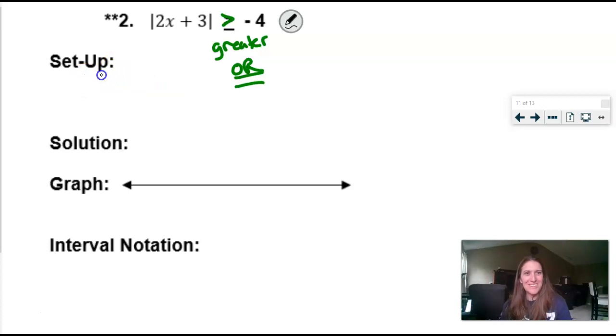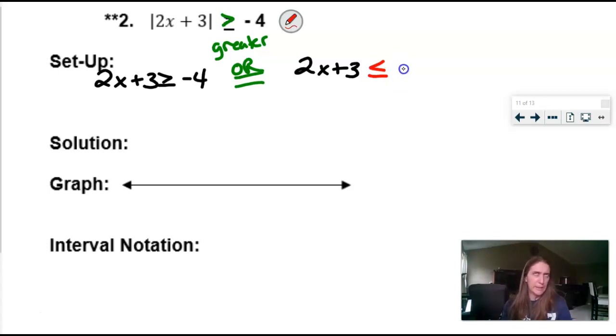So 2x plus 3 is greater than or equal to -4. So right away your brain should be like, that's weird. And then 2x plus 3. So two things you're changing for me. You're flipping the sign to a less than or equal to. And then you're negating a -4. Again, your brain should be like, this is weird. So -4 would be a +4. All right, we're going to solve. I'm going to subtract 3. Really wish I wrote smaller.